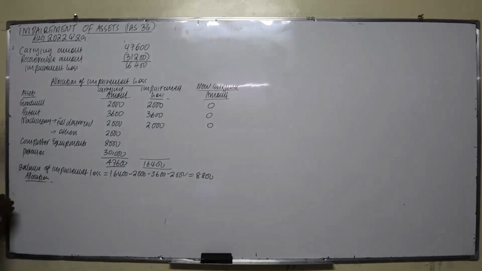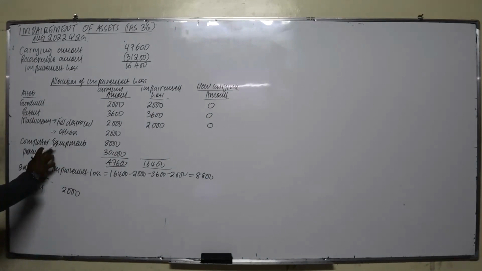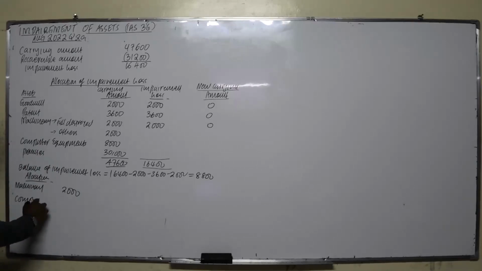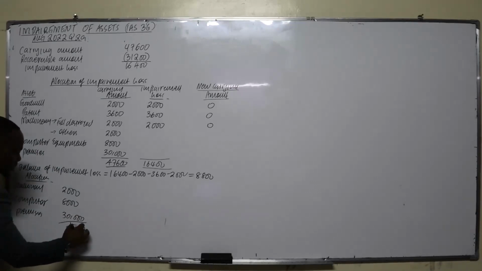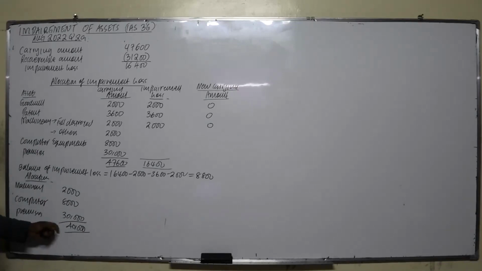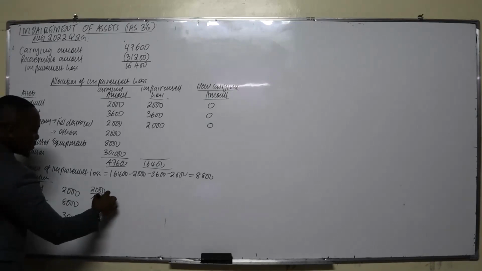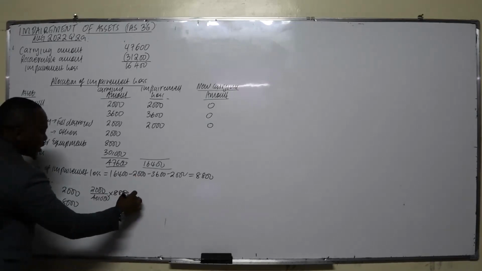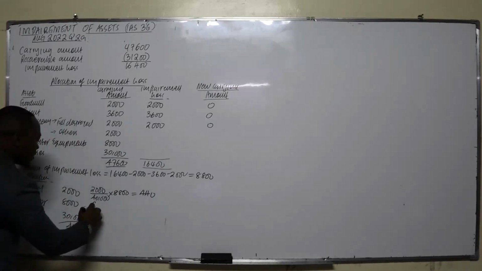Now here we have machinery. Machinery, the value is 2, and then we have computer equipment, 8. That's 10. Then we have premises, 30. 30 plus 10, you get 40. You get the proportion. This one will be 2,000 divided by 40,000. Then we are allocating 8. So for 40, this is 8.